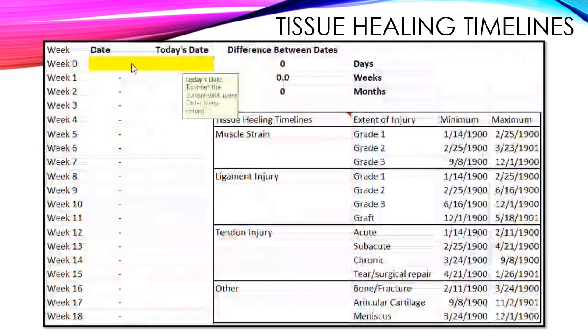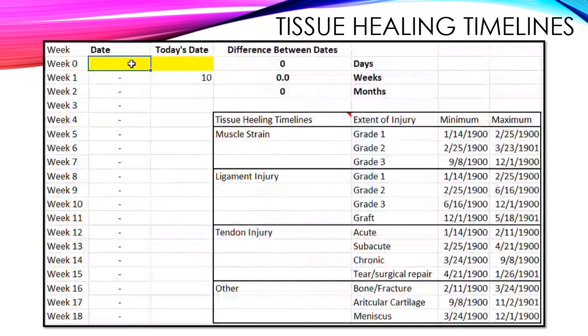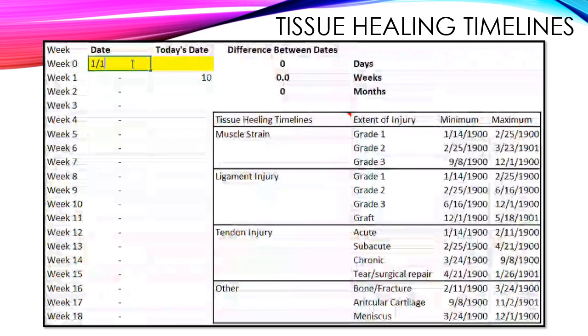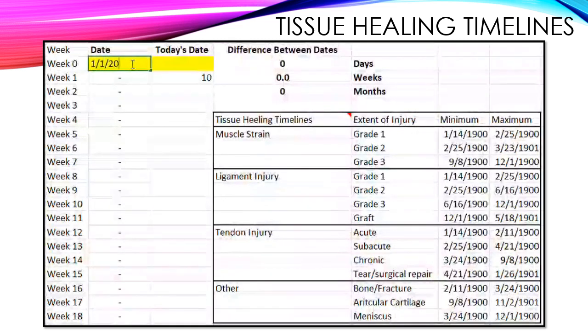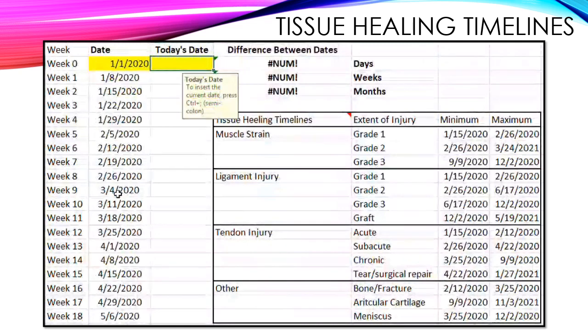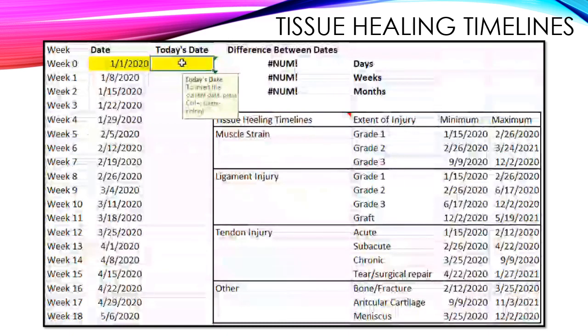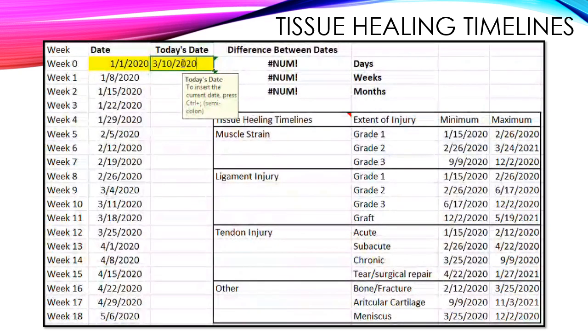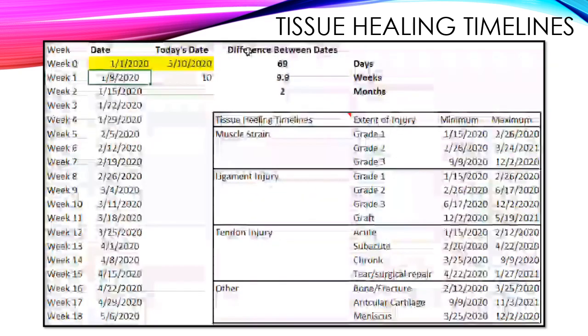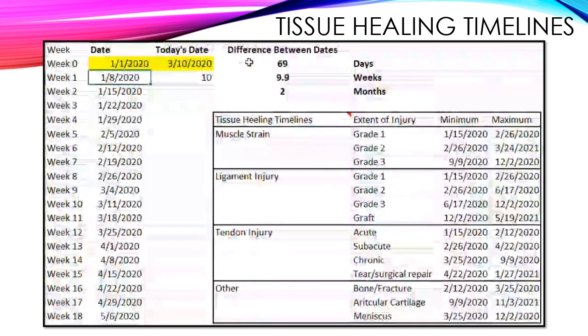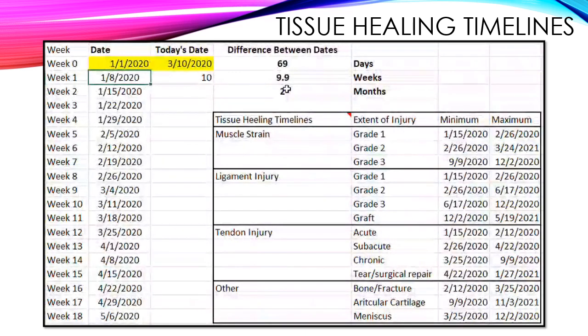Okay, so this is an Excel calculator that will help you. Really what it allows you to do is put in the date of the procedure, and then put in the date of whenever you're accessing it. So I populated an example here for you. Say 1/1/2020. You can either type in the date or use the shortcut of hitting Control plus semicolon. Once you do this, it will populate the days, weeks, months, how far out the patient currently is. And then it will also populate the predicted tissue healing timelines as shown in the chart there.